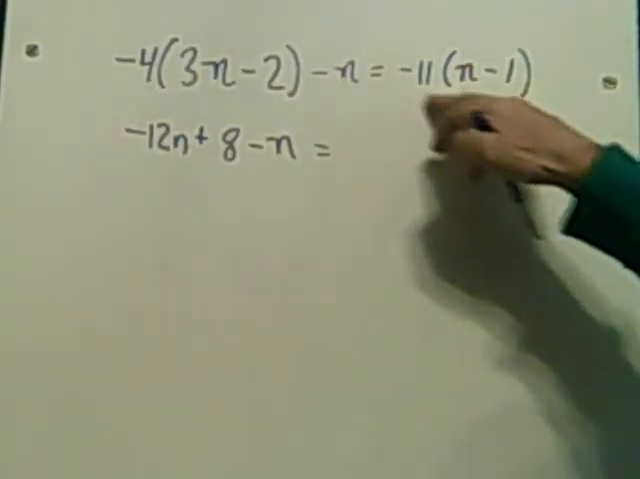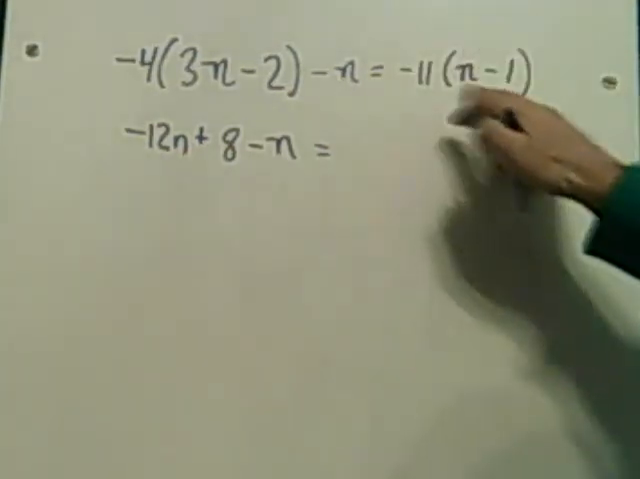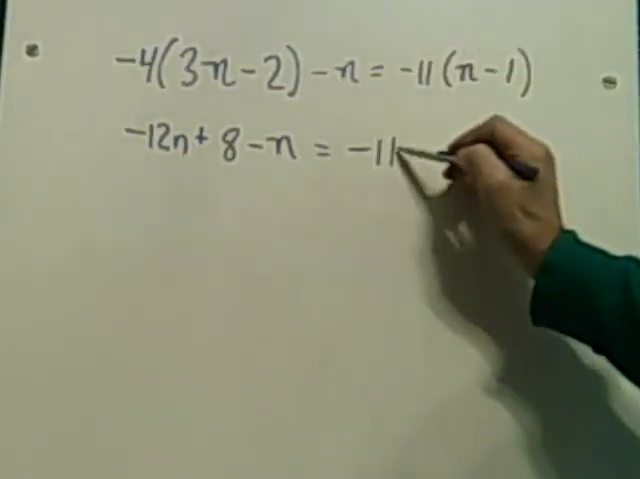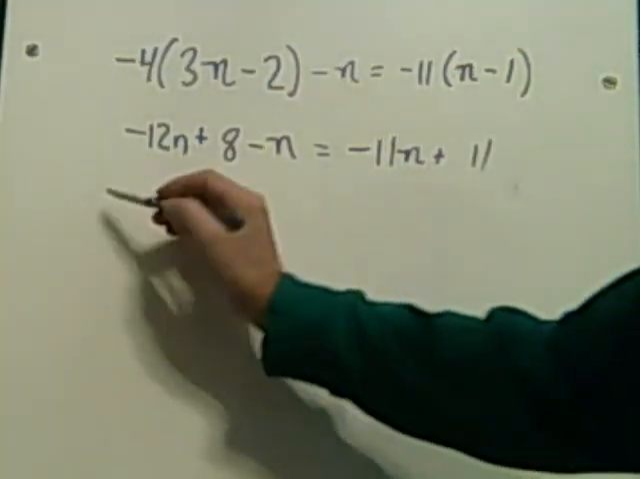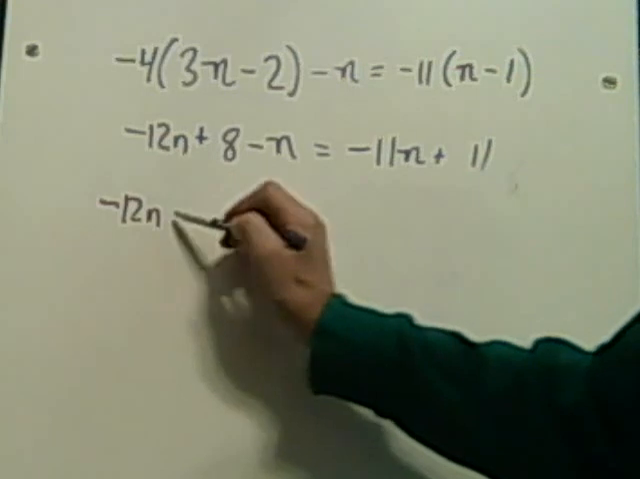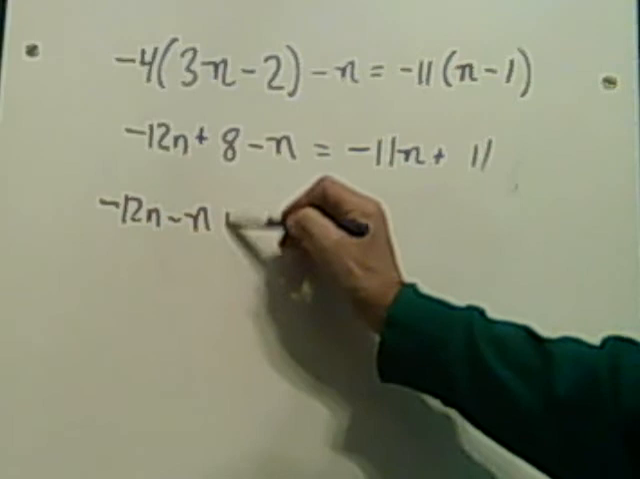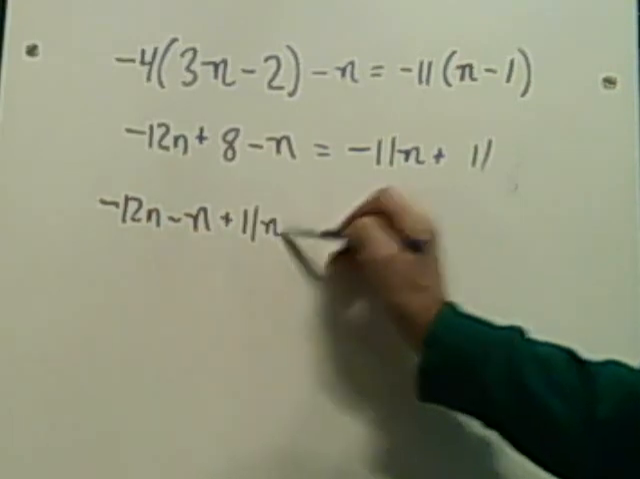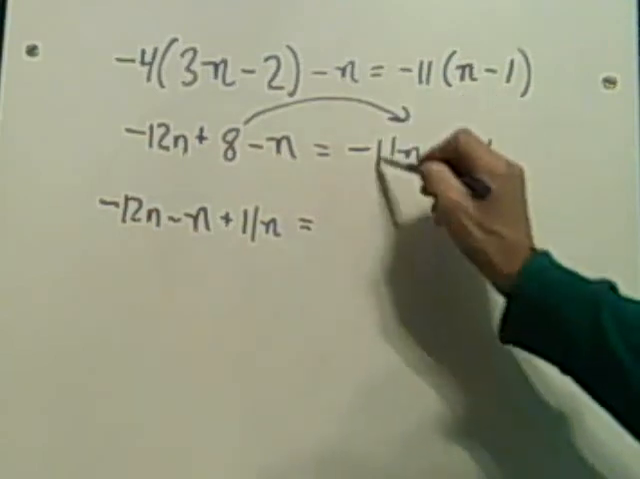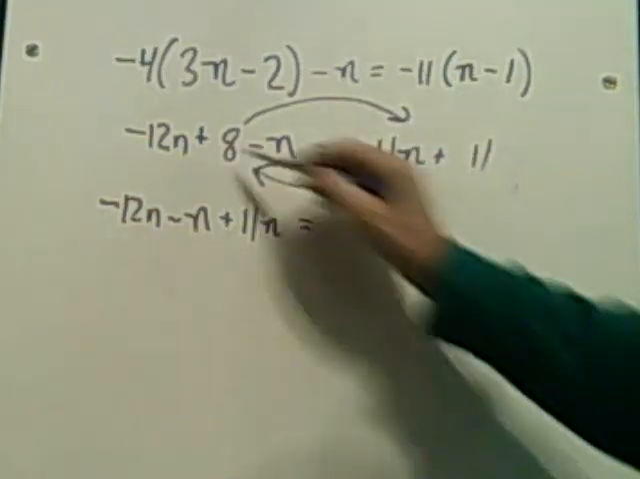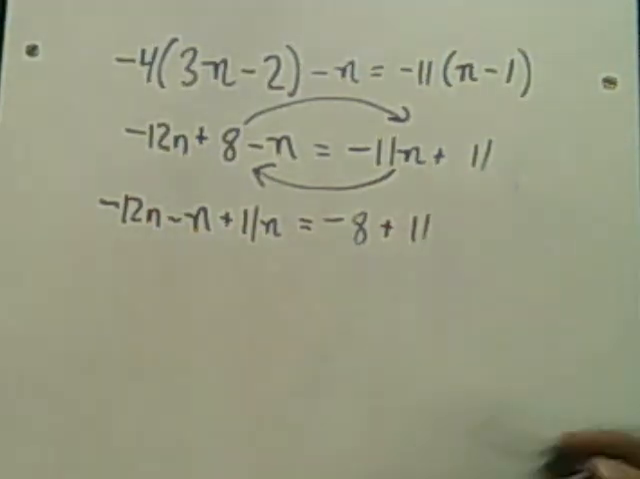and this is called the distributive property. We're going to distribute the 11 onto each of these two terms. Negative 11n plus 11. Now we can start putting all the n's on one side. Negative 12n, negative n. We're going to bring the negative 11n over to the other side where it becomes a positive 11n. Okay, and then we're going to take the 8, move the 8 to this side, move the 11n over to that side. It's going to become a negative 8 when it goes to the other side, plus 11.